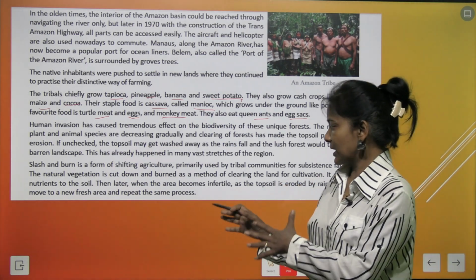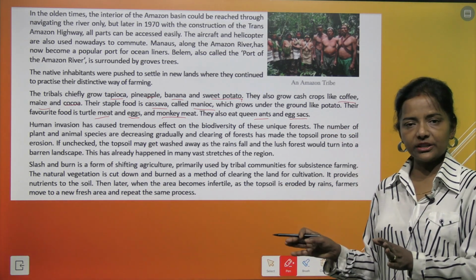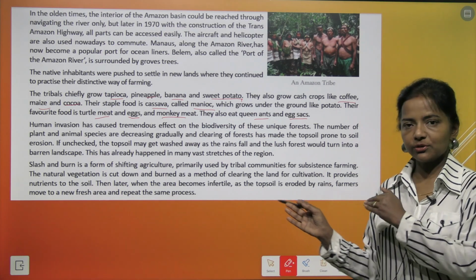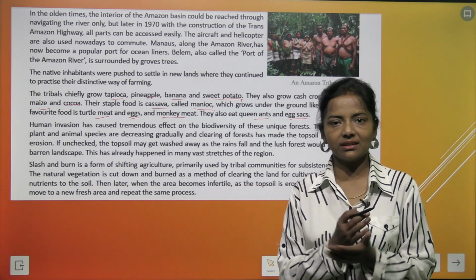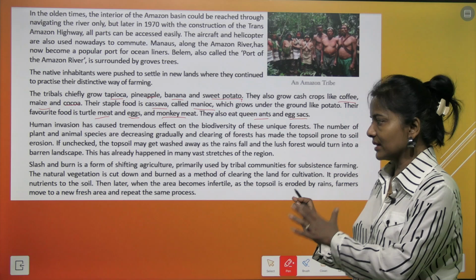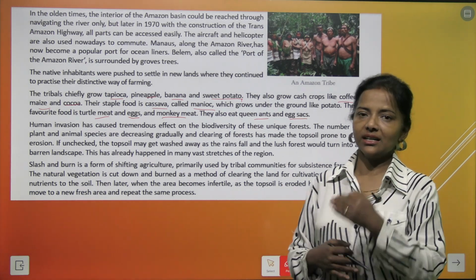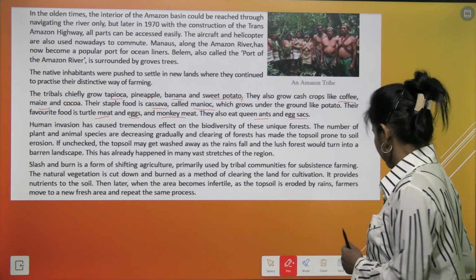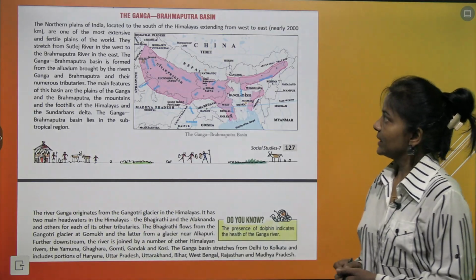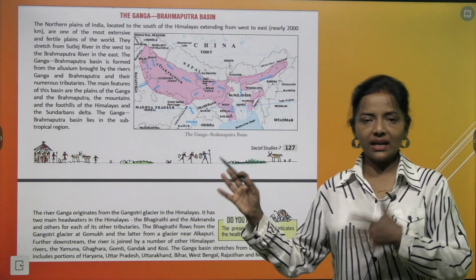और जब वो एरिया इनफर्टाइल हो जाता है, क्योंकि टॉप सॉइल इरोड हो जाता है, रेन्स में बह जाता है, तो लोग उस एरिया को छोड़ के एक नए एरिया में शिफ्ट हो जाते हैं. वहां भी यही प्रोसेस रिपीट करते हैं. स्लैश एंड बर्न. Now this was the Amazon basin.